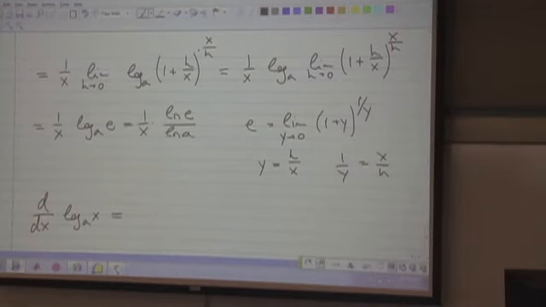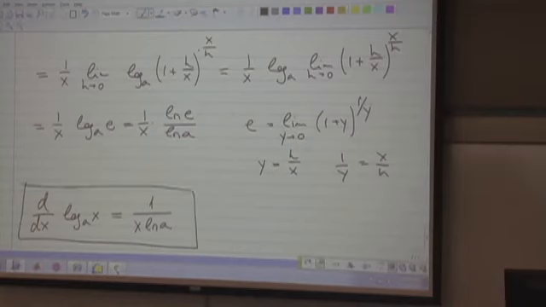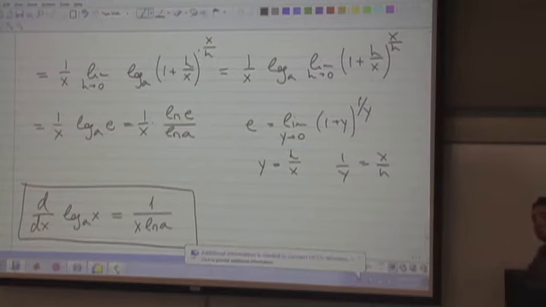And you might ask yourselves, why is that actually simpler? Well, what's ln of e? 1. And so my derivative is just 1 over x times ln of a. So with ln of e over ln of a, that destroys the log. That's the change of base formula. We change the base from a to e.